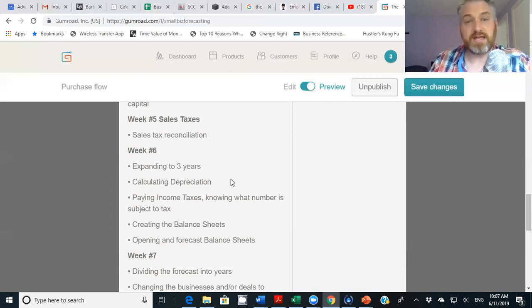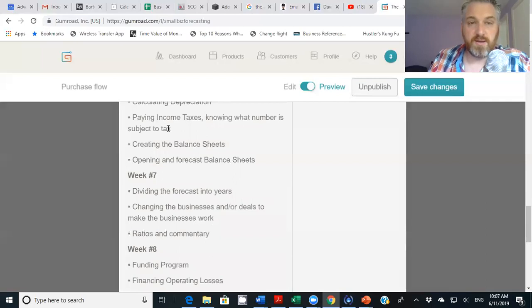Then we get into expanding our model out to 3 years from the 1 year that we start with. We start calculating depreciation, paying income taxes, creating the balance sheets, and the opening and forecast balance sheets. These are critical for financing, and very few people talk about balance sheets on the interwebs when they're talking about business planning. They all tend to focus on the income statement or the P&L, but the balance sheet is where the banker spends his time. So we spend a lot of time there too.